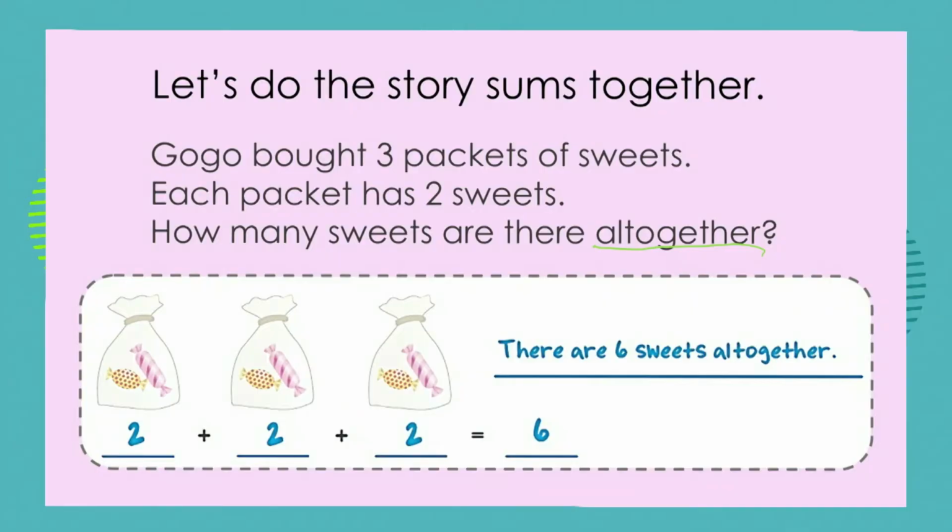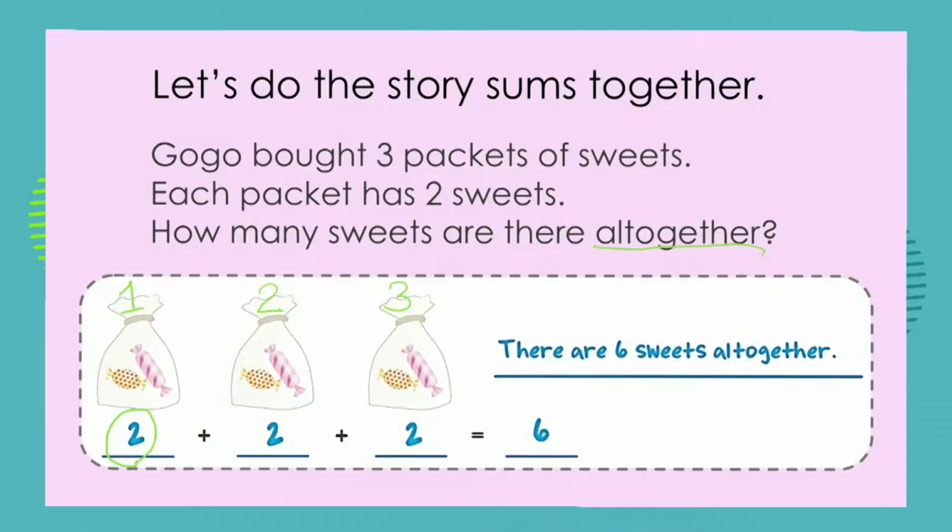Okay, so let's have a look at the example. We see over here that here is the first packet that Gogo bought, the second packet of sweets, and the third one. And inside of each packet we have 2 sweets. So now we want to know how many sweets we have all together. So we are going to plus or add. So we are going to say 2 plus 2 plus 2.